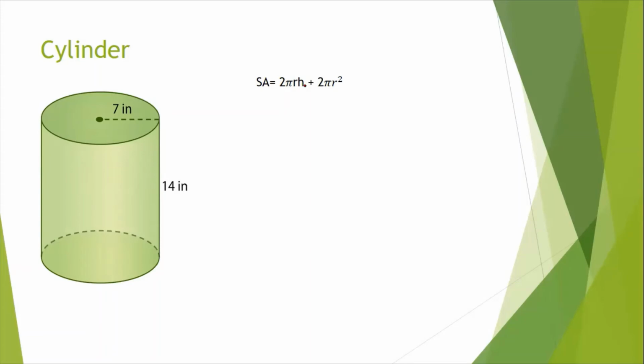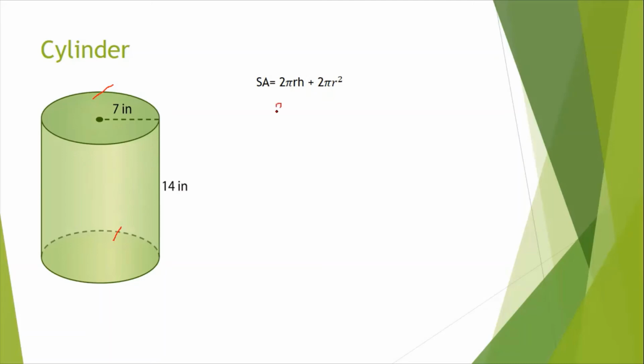2 times pi times radius times height, plus 2 pi r squared. Okay, by the way, the pi r squared here is the formula used for the area of a circle, and since we have 2 circles here, that's why we have 2 pi times r squared. Okay, now this time let us substitute the following given.